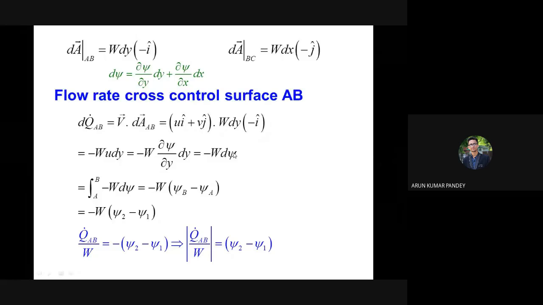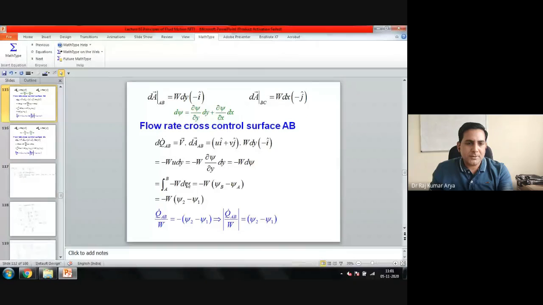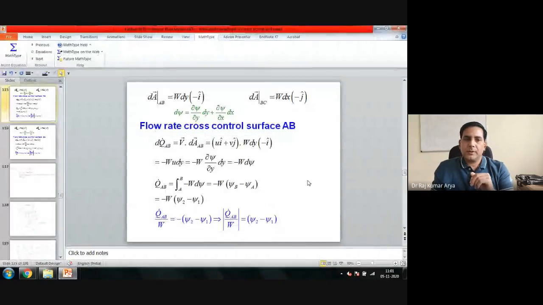Okay. Now I want to integrate the total flow from point A to B. So I can integrate from A to B. You get psi B minus psi A, where psi B is streamline 2 and psi A is streamline 1. So I get psi 2 minus psi 1. Okay, let me change one thing here, because once I integrate, it will actually become Q AB here. So you will get this Q AB.